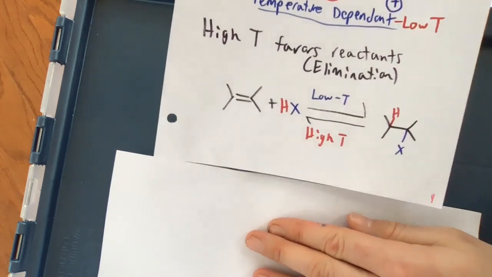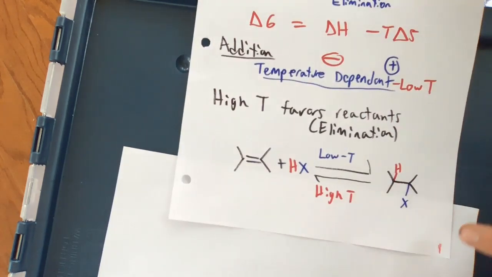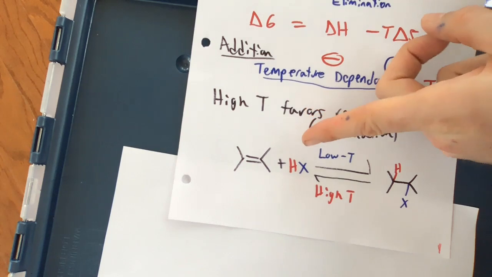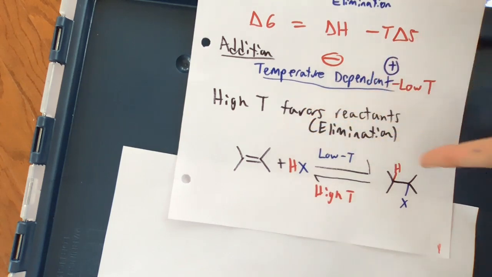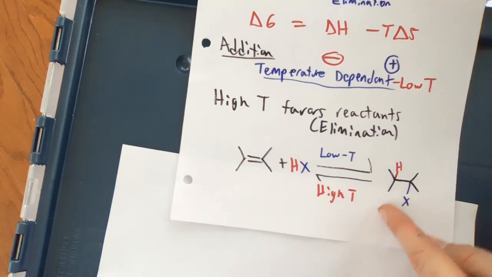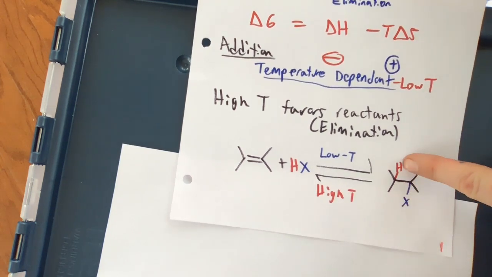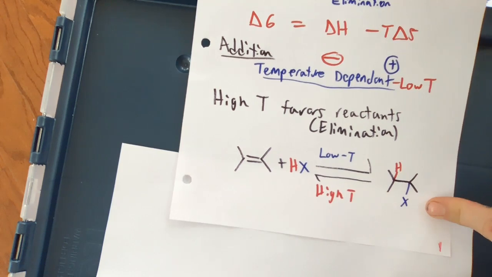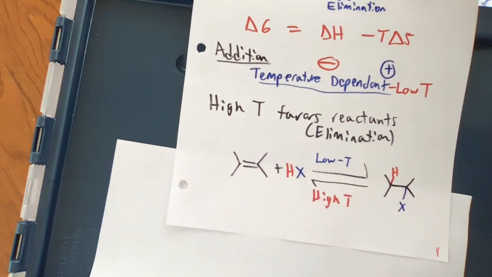And that's shown here. Low T and strong acid give you the addition product. High T eliminates the hydrogen and the halogen to give you the alkene. This was section 8.3.